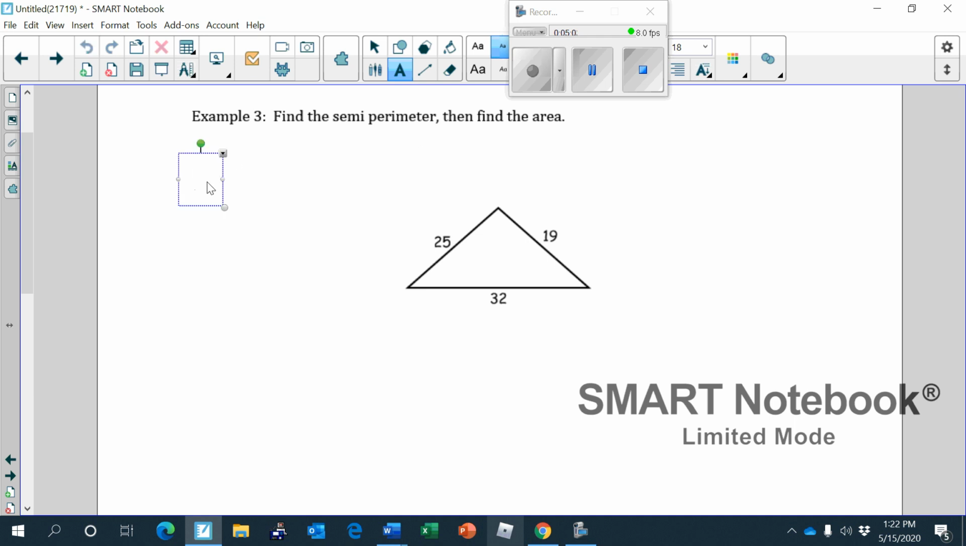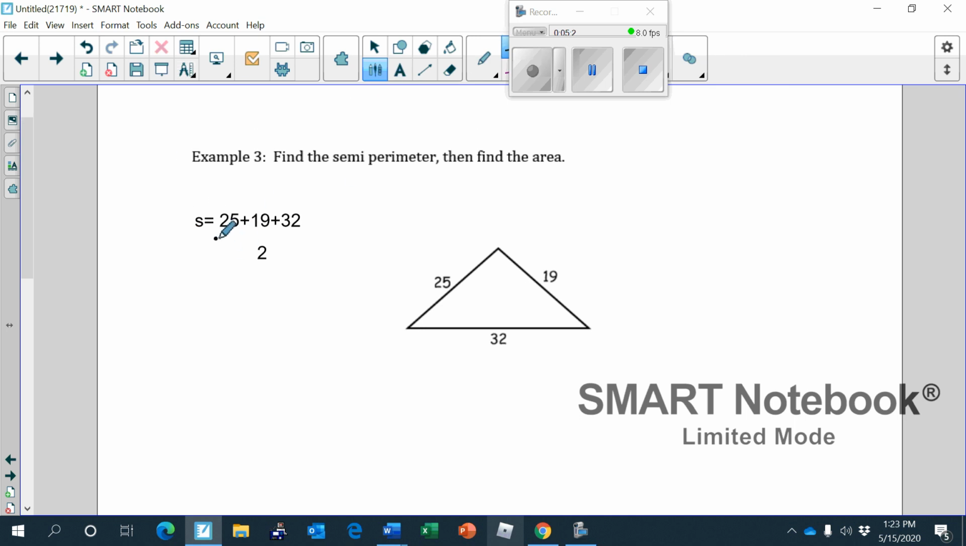So we're going to find the semi-perimeter, so we're going to call it S is equal to 25 plus 19 plus 32, and then we're going to divide that by 2. And let me just put my division there, okay? 25 plus 19 plus 32 divided by 2. You can do that in your calculators, and you should get that S is equal to 38, right? The top is equal to 76, and then we're going to divide that by 2, and you get 38. So again, that's the S. That is the semi-perimeter, okay? So semi-perimeter is 38, okay?